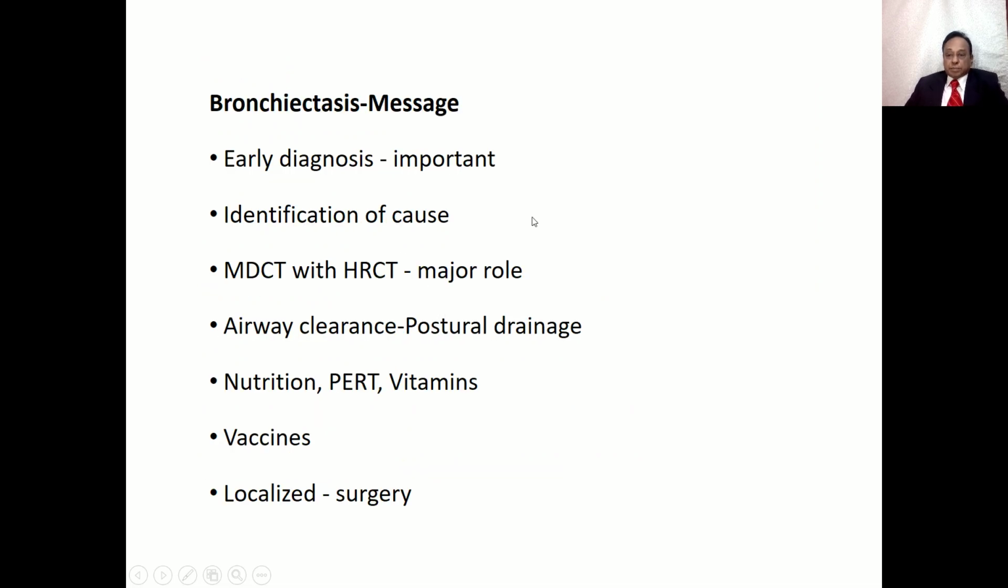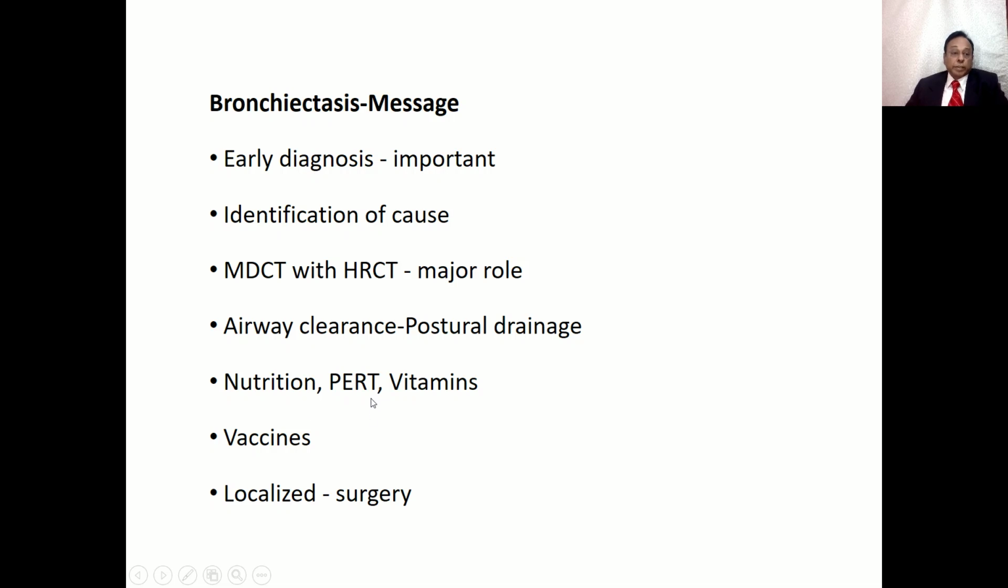Coming to the last slide, what is the message? In bronchiectasis, early diagnosis is very, very important, and identification of the cause is very important. Today, MDCT, that includes HRCT, also has a major place in the early diagnosis of bronchiectasis. In the management, in addition to the antibiotics, the most important is postural drainage. Airway clearance techniques are very, very important.